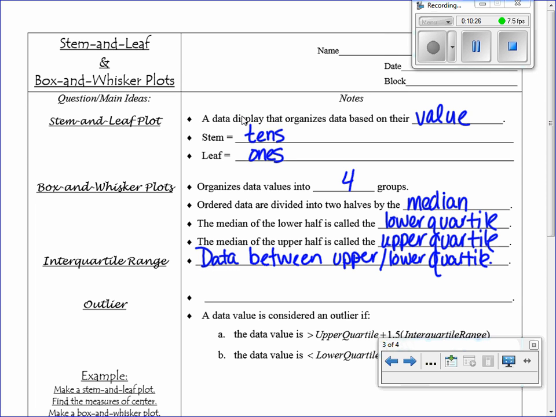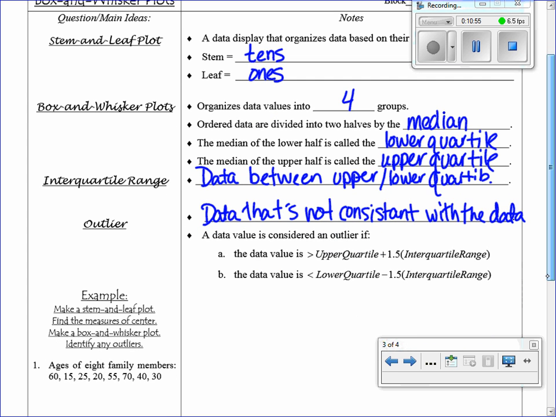And an outlier is data that's not consistent with the rest of the data. For instance, if we were talking about ages in our classroom, my age would be the outlier because it's so much more than your age.